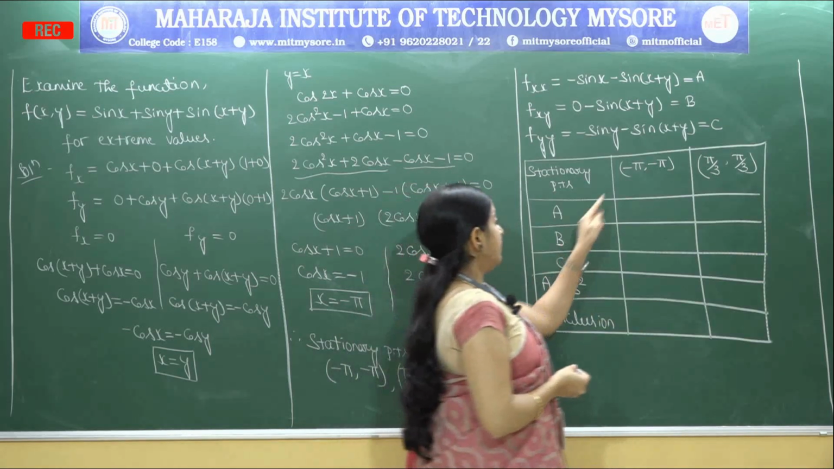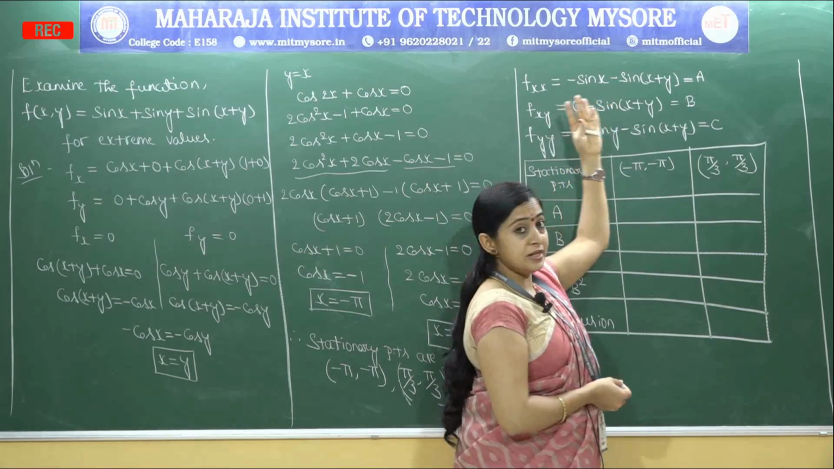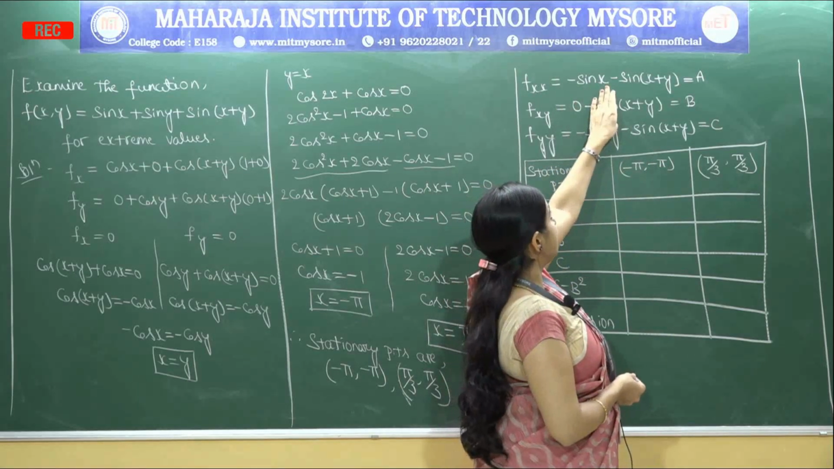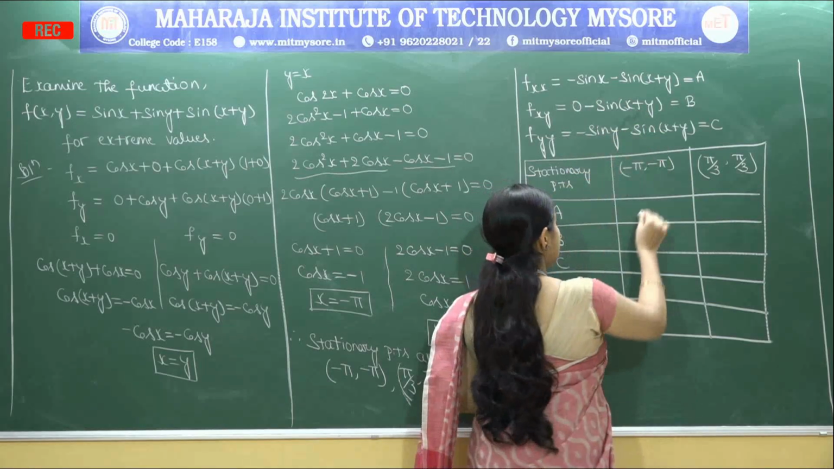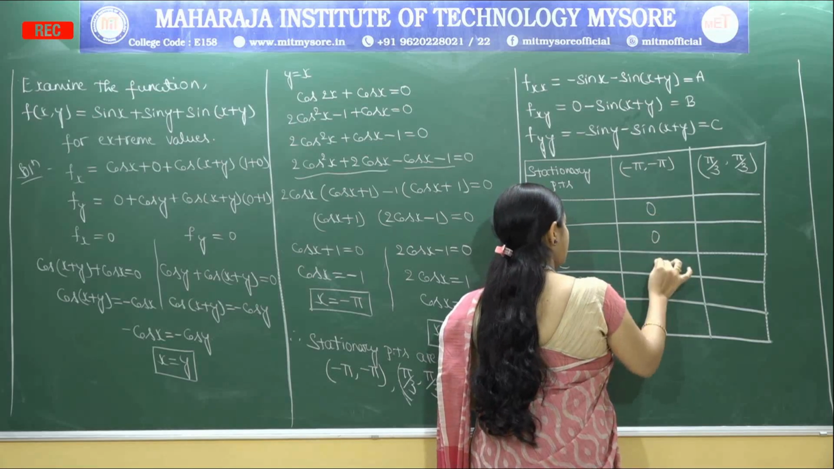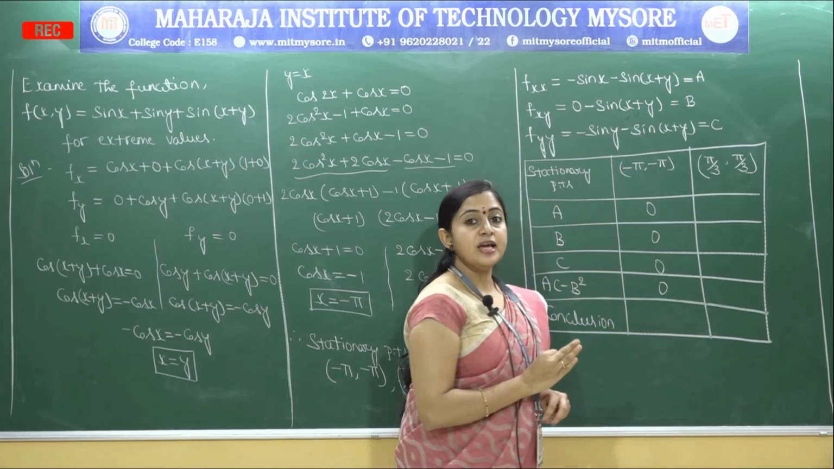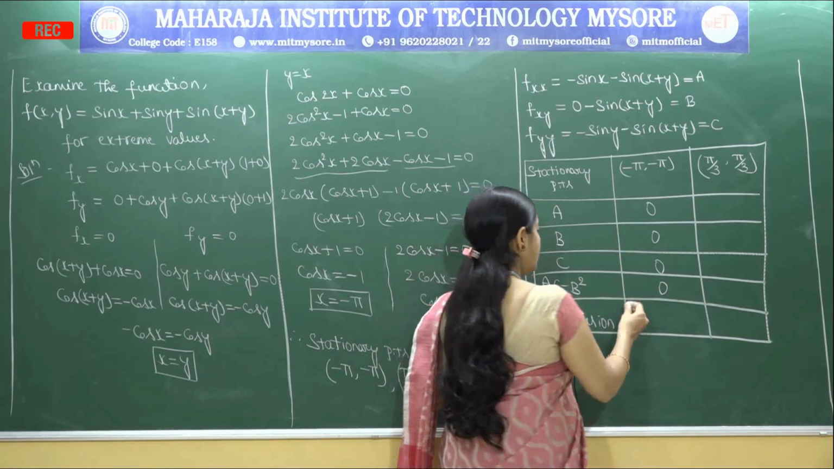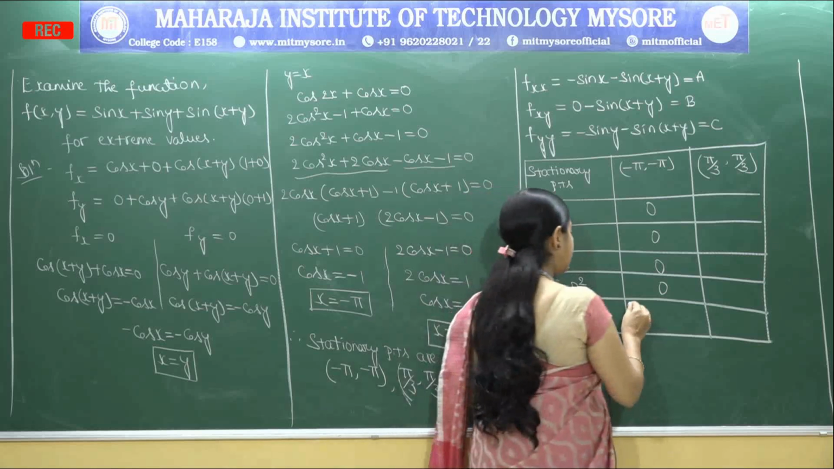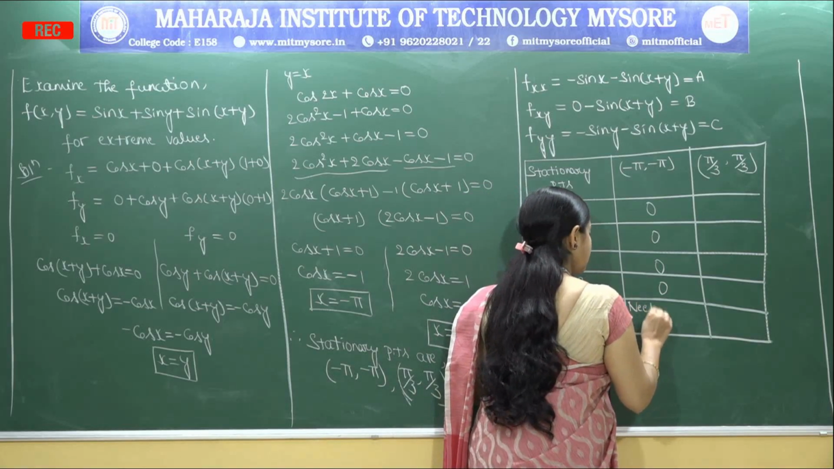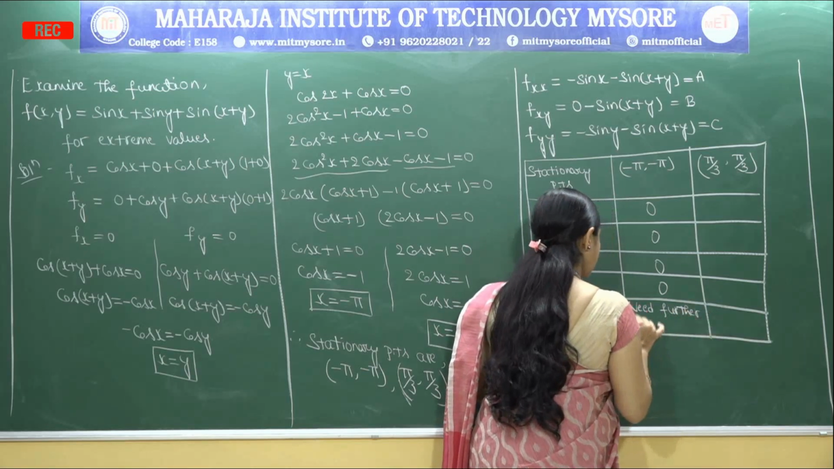So for the first point, minus pi and minus pi, since sin of minus pi or sin pi is 0, this A part is 0, B term is also 0, C is also 0. So the AC minus B square is also 0. If AC minus B square equals 0, you have to write the case is doubtful, we need further investigation.